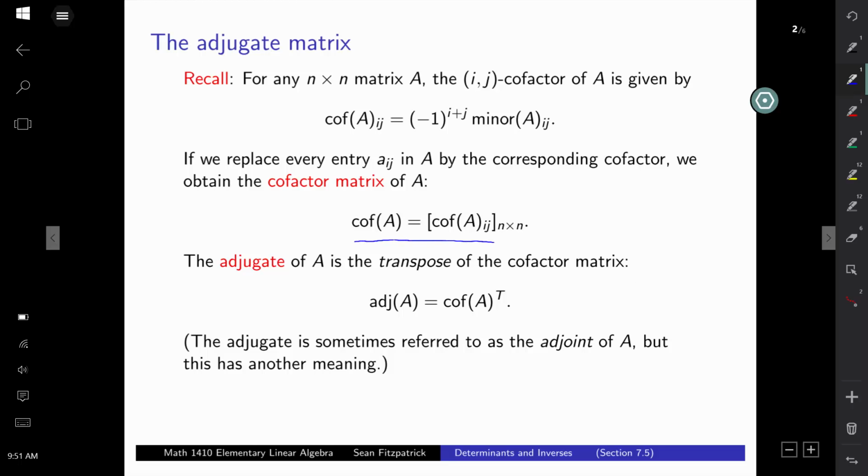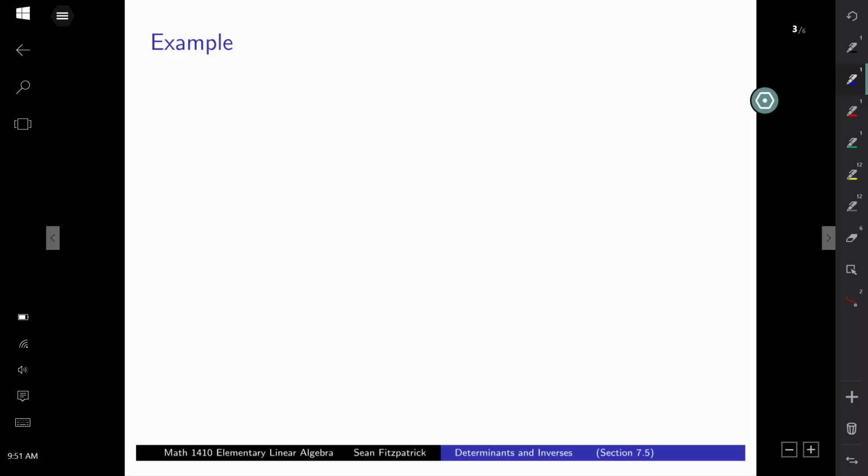Now, the cofactor matrix turns out to be not exactly what we want. We actually want the transpose of this thing. So we take the transpose of this cofactor matrix, and we get what's called the adjugate matrix. Okay. So the adjugate matrix, we're going to see, is actually almost the inverse. It's actually a scalar multiple of the inverse, and that scalar multiple, we'll see, involves the determinant of the original matrix.